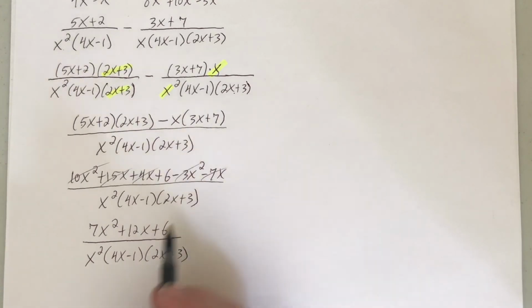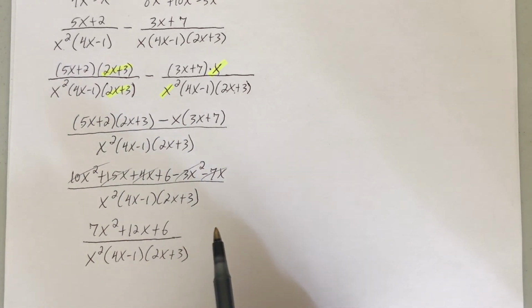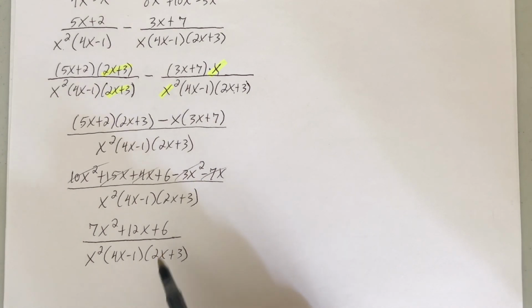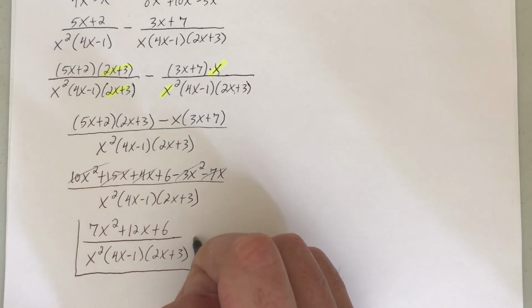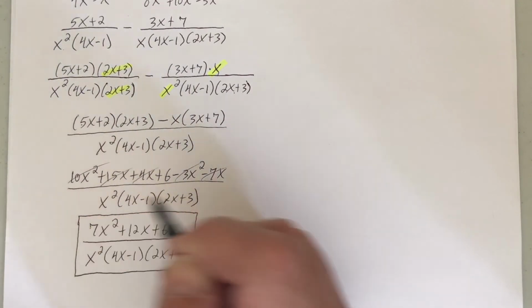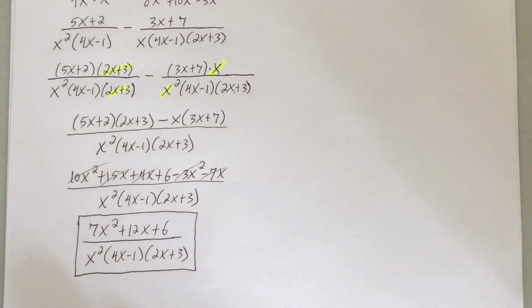And then again, you will look to the numerator to see if there was anything that you could do to factor and it would simplify and cross out and reduce, and there is nothing. This is it right here, which is your simplified answer. And we are finished with that.